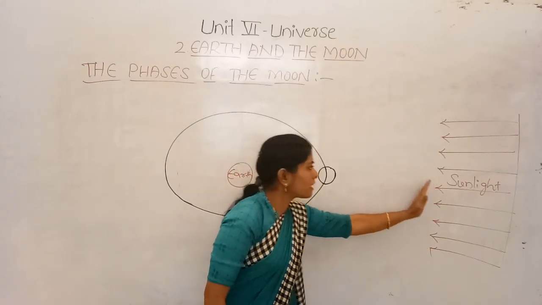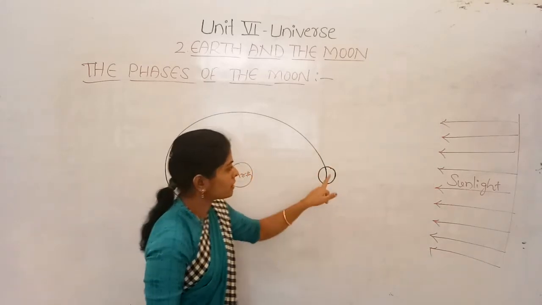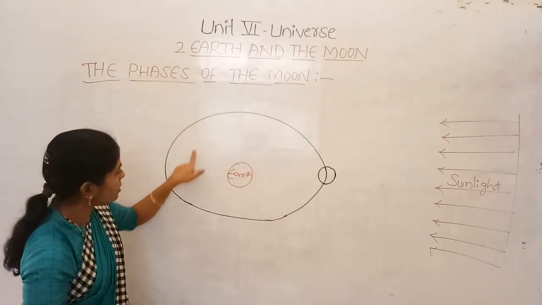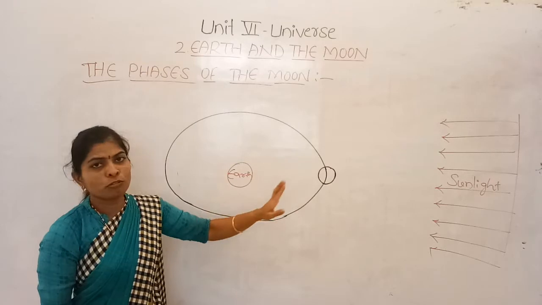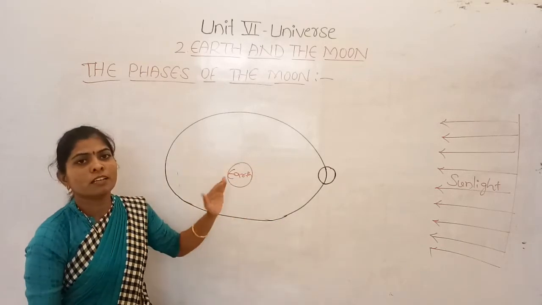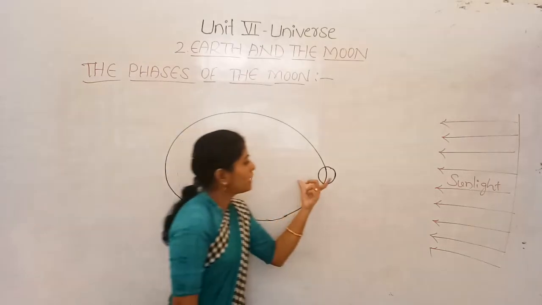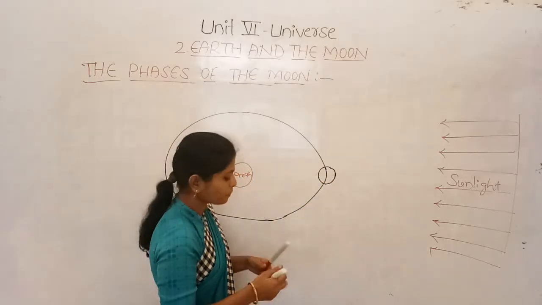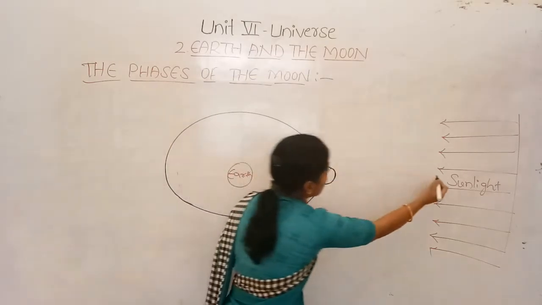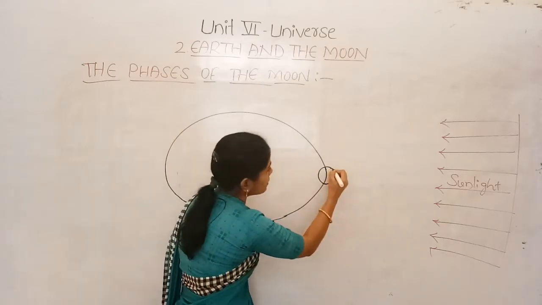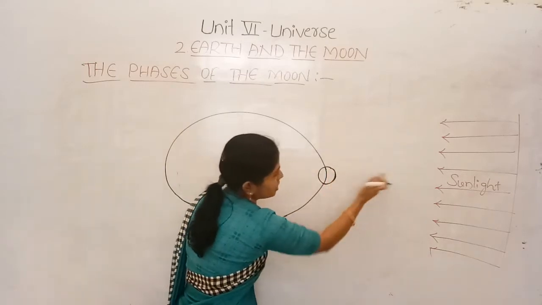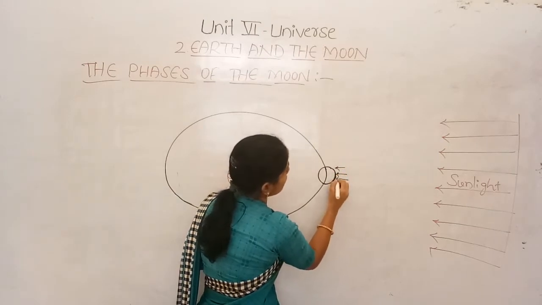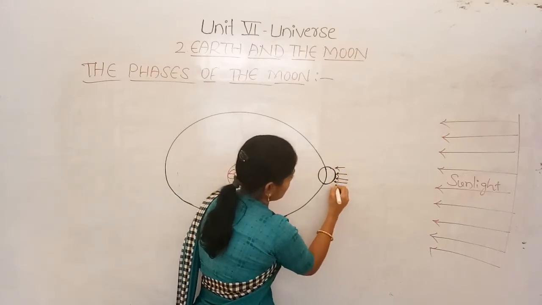So when the sunlight is falling on the moon, this is the moon and this is the earth, and this is the imaginary path in which the moon is revolving around the earth. And when the moon is in this direction, the sun rays are falling on this surface. It's because the direction is this. So the sun rays are falling on this surface.